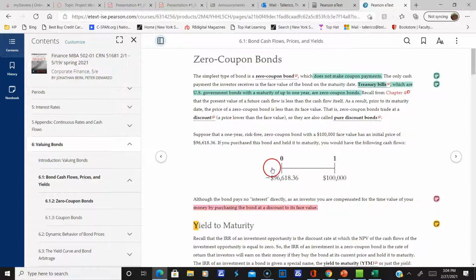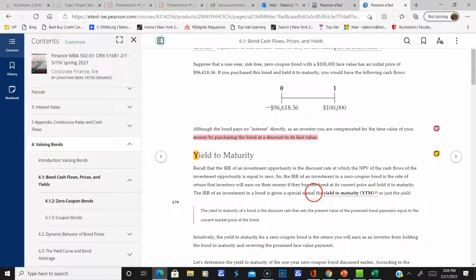All right, so here's the timeline for a zero coupon bond. Right, this is what you pay for it. This is the face value at the end. There's an equation which I'll show you, and that will tell you what your return was.